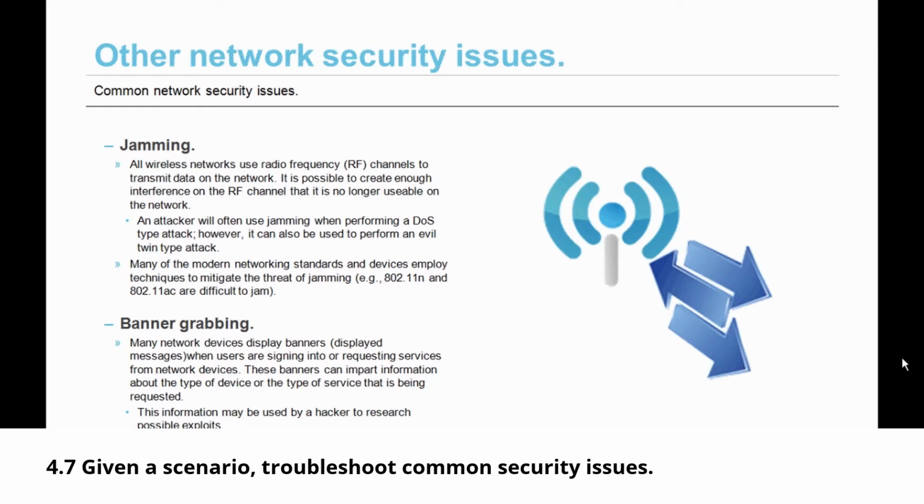By jamming the legitimate channel, the attacker is hoping that users will switch to the channel that the rogue access point is transmitting on. Many of the modern networking standards and devices employ techniques to mitigate the threat of jamming, as in both 802.11n and 802.11ac are difficult to jam standards.